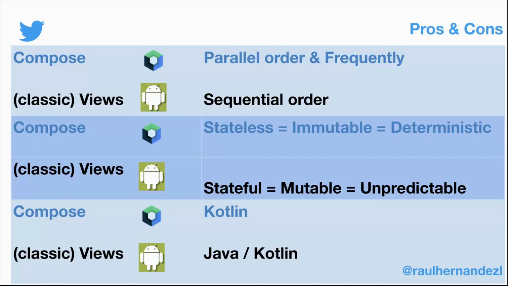And then Compose is stateless. So that means that we need to rely on immutable data structures, and that means that everything is going to be deterministic by default.